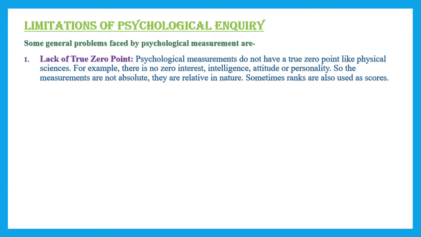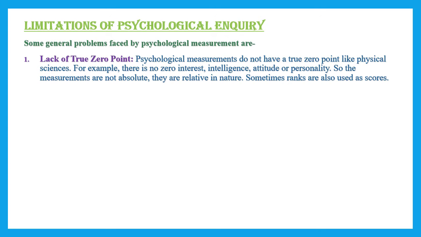Okay, so in some of the studies, ranks are used as scores. For example, on the basis of marks obtained in some test, the teacher arranges the students in an order. Yes, 1, 2, 3, 4, and so on. So the problem in such type of assessment is that the difference between first and second rank holders may not be the same as the difference between the second and third rank holders.